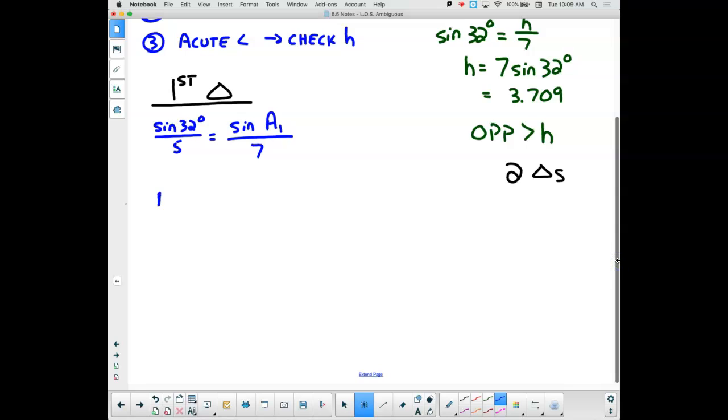So then my first A is going to be the inverse sine of 7 sine 32 degrees all over 5. What do we get for my first A value, for my first angle A? 47.892? Yep.